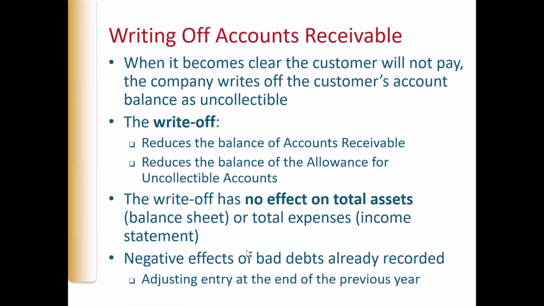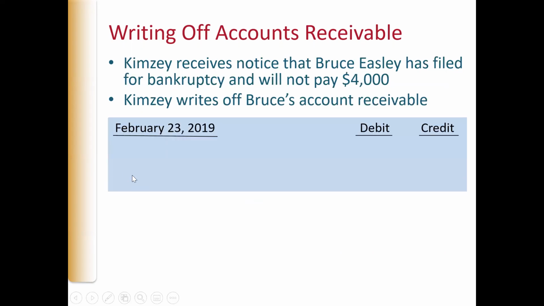So ultimately, this has no effect on total assets or total expenses because we created that allowance. So when we actually have an account that's bad, we just write off their account and we debit our allowance. Remember, it's still keeping our accounts receivable at the same balance because we did the expense in the previous period.